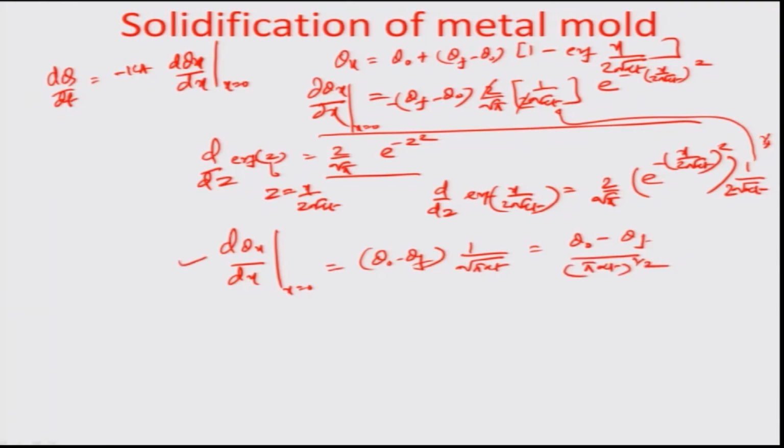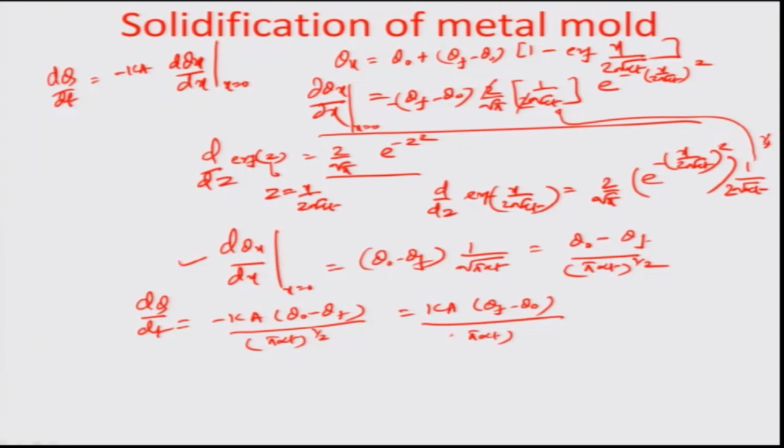So that is how dθ/dx, the temperature gradient at x equal to 0, is defined, and therefore the dQ/dt that I was talking about is minus k times A times (θ0 minus θf) divided by the square root of pi alpha t. In other words, it can be written as k A times (θf minus θ0) divided by (pi alpha t) to the power of half. So that is how the dQ/dt at x equal to 0 is going to be defined.